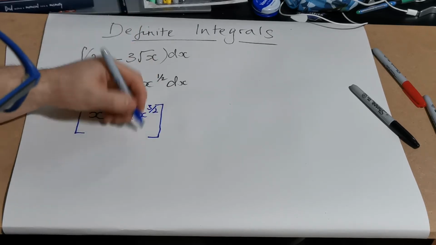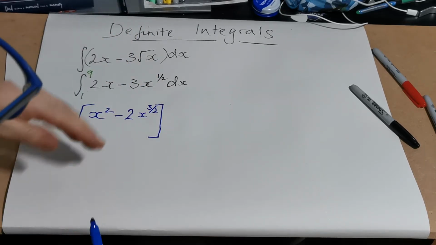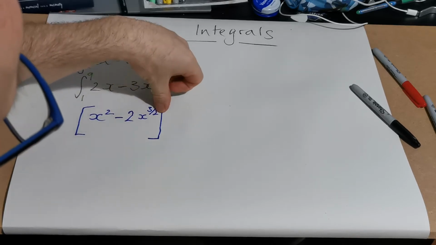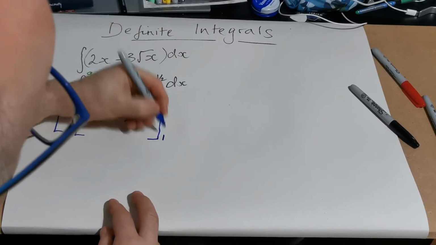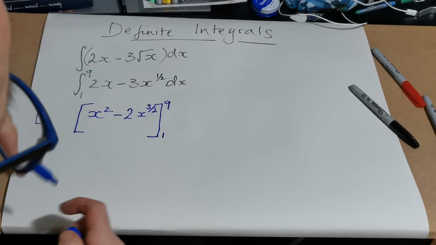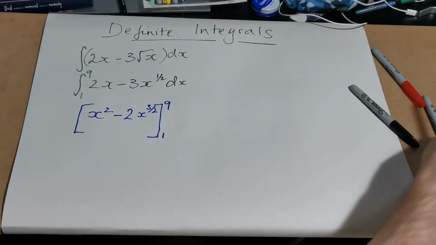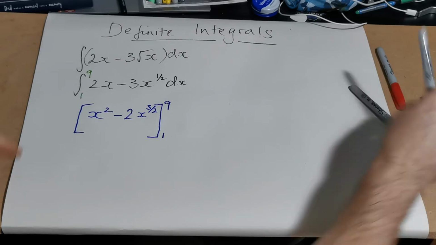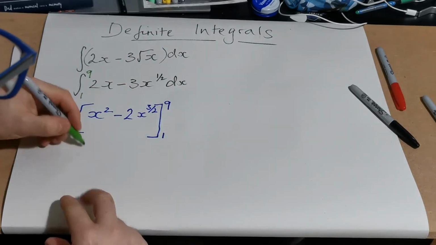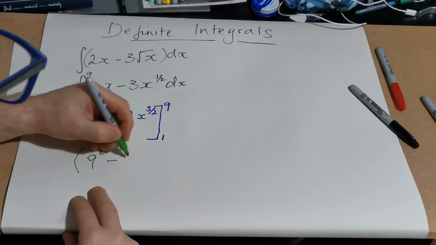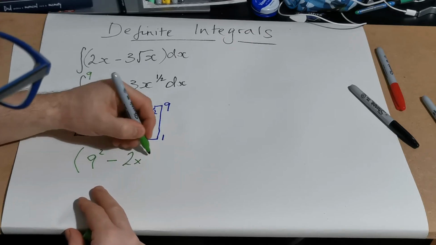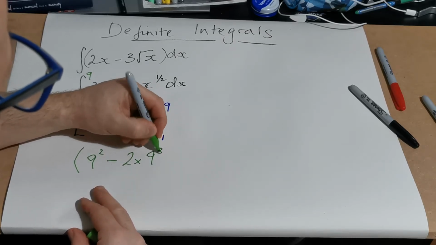And I like to leave it as that top heavy thing because that's helping me think, okay, I've got a square root and then cube. And I'm going to translate my limits onto these square brackets. And it is always a square bracket. Now I'm going to think about my substitution. So I'm going to do 9 squared, take away 2 times 9 to the 3 over 2.